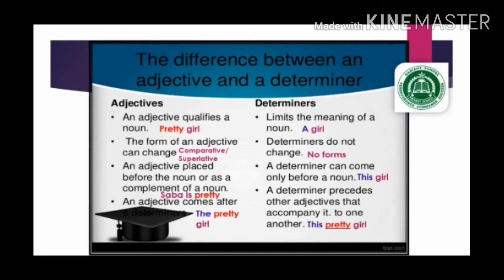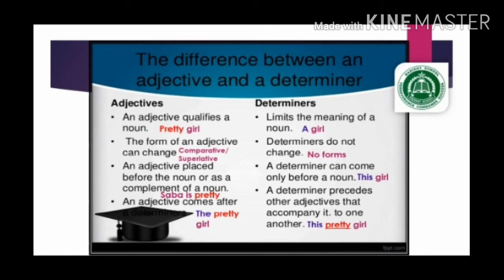The third difference is an adjective is placed before the noun or as a complement of a noun. So the adjective can come before or after a noun. For example, instead of saying pretty girl or pretty Sabha, we can say Sabha is pretty. Here pretty comes after the noun. It's an adjective.